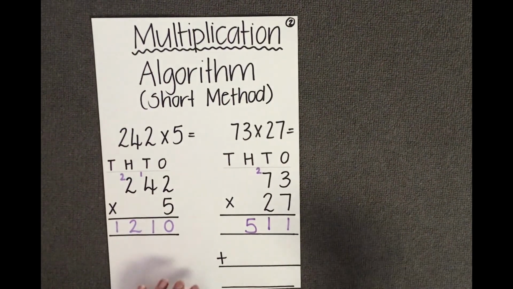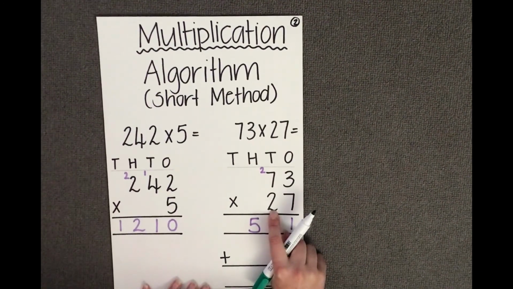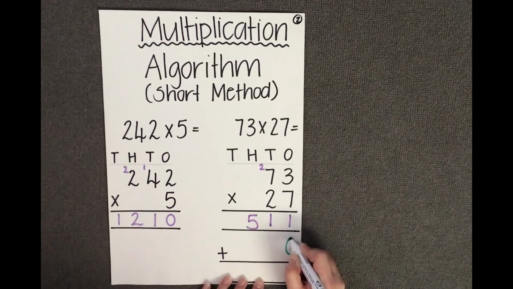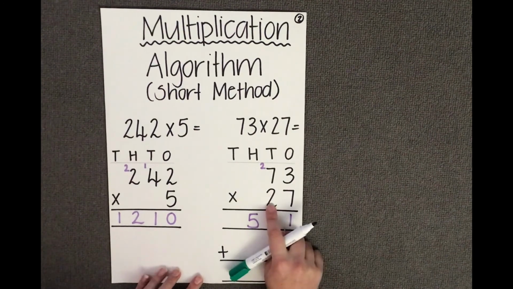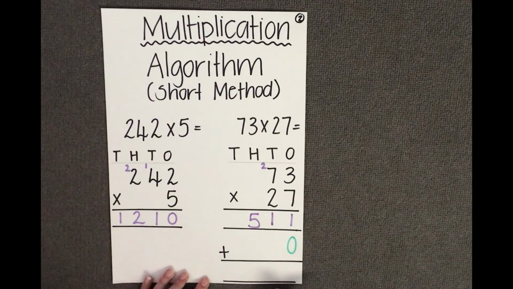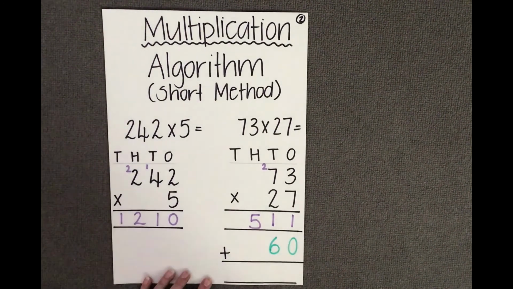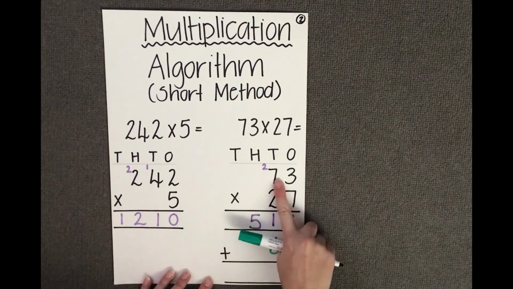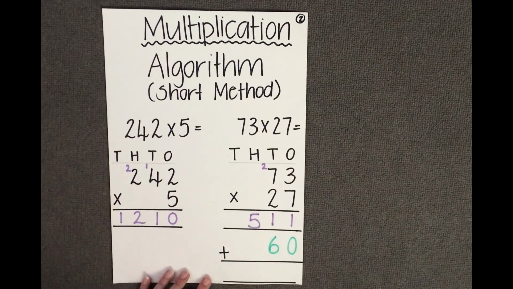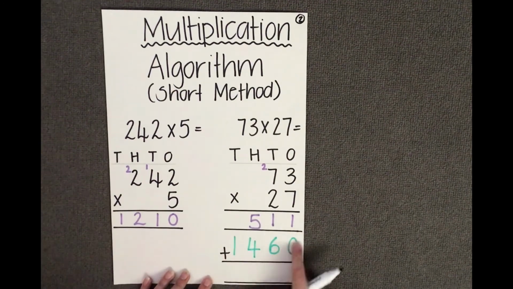Next, we are going to multiply by our tens number. When we multiply our tens, we always have to make sure that we have a 0 in our ones column as a placeholder. We're going to do 20 times 3 ones. 20 times 3 ones is 60, which is 6 tens. Now we are going to do 20 times 70. 20 times 70 is 1400.